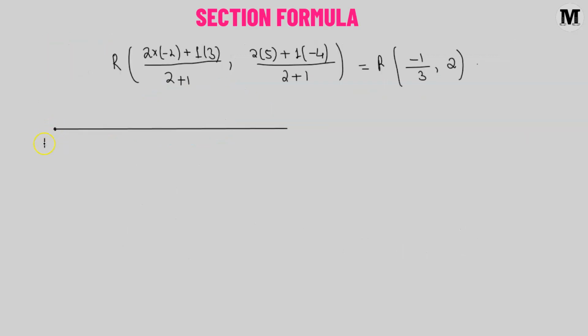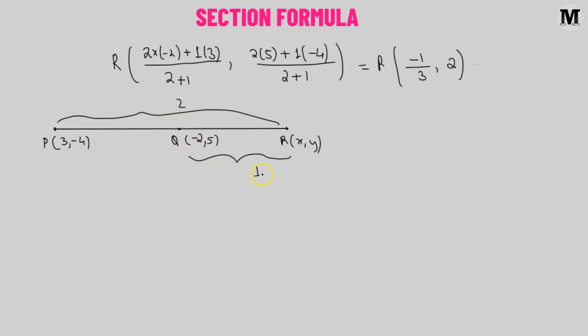We have the point P with coordinates (3, -4), and the point Q with coordinates (-2, 5). This time we consider the point R to be in such a position that its distance from P is twice its distance from Q, which means that if this distance is 2 units, then this is 1 unit. So R is twice as far away from P as it is from Q. Here R is dividing PQ externally, so we'll have to use the external section formula.